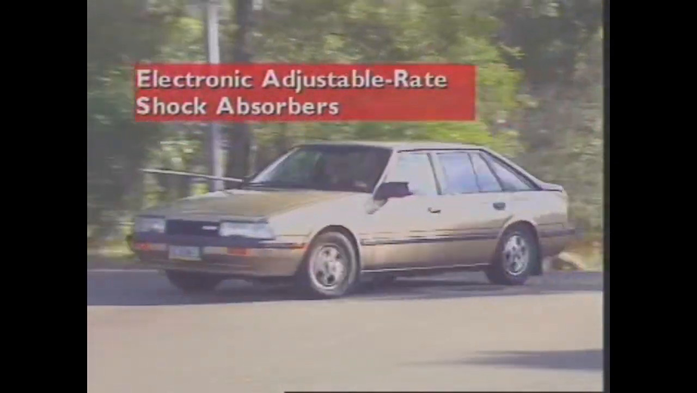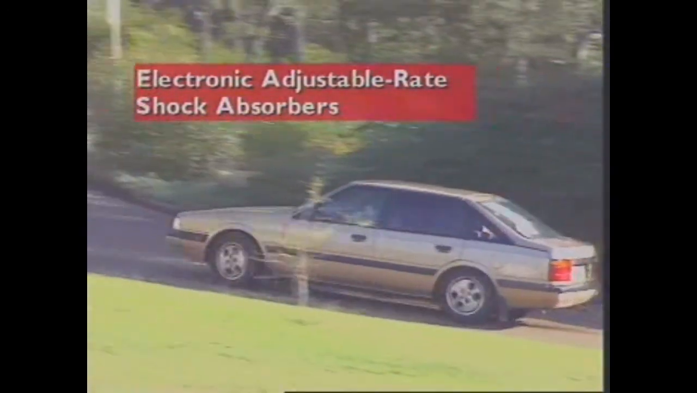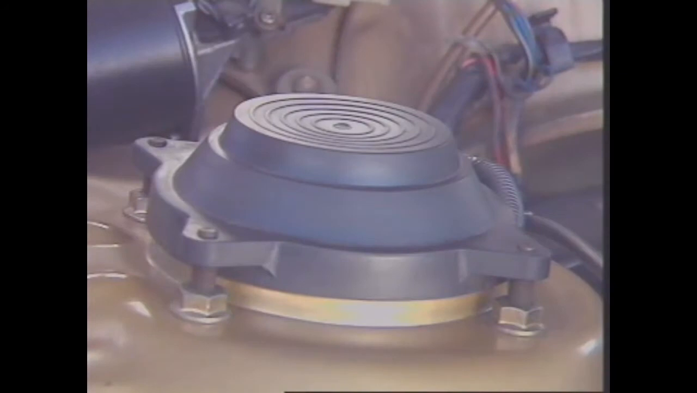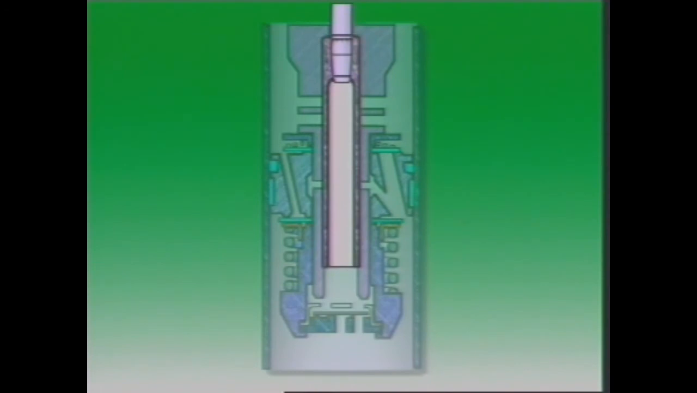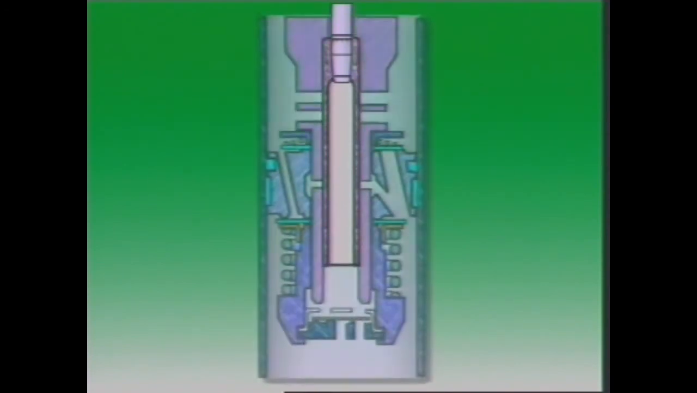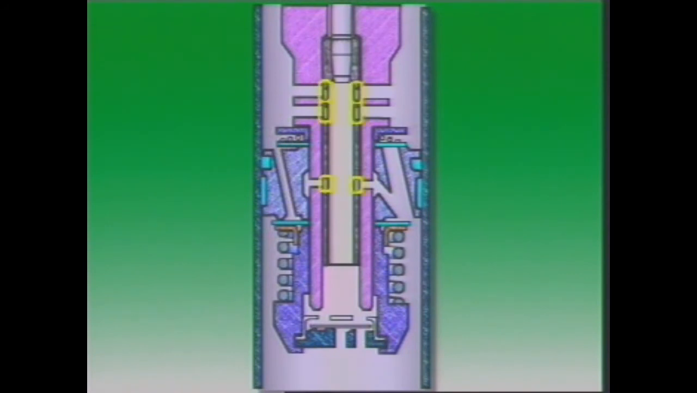This section examines electronic adjustable rate shock absorbers. Adjustable rate shock absorbers provide a means of changing their rate of dampening of the spring oscillations to suit road conditions. Electronic controls let the changes occur either automatically or as the driver prefers. Each shock absorber has a rotary solenoid that can alter the dampening rate by changing the number of restrictions the oil must pass through.